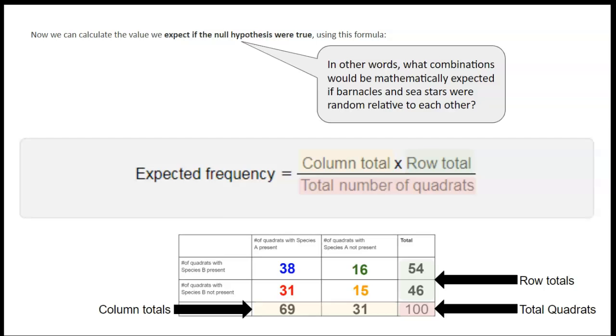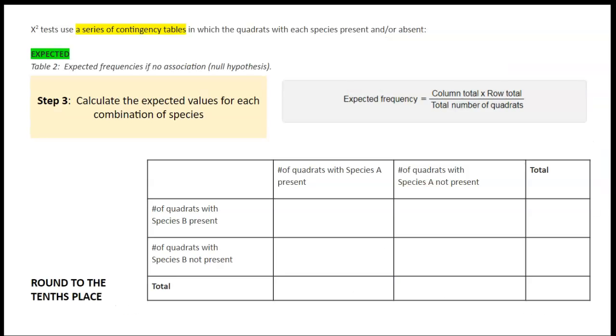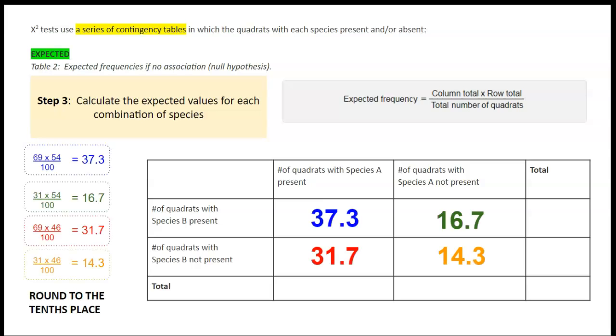Okay, so let's do this math and calculate the expected values. Now you can see them up here, right? To get this blue box, we took the column total, the row total, and then divided by 100 because we know that there's 100 total quadrats, and we got 37.3. And I just did the same exact thing for all of the other numbers, and I ended up with these percentages, or decimals. When we're doing this sort of work with chi-squared, you should always round to the tenths place.